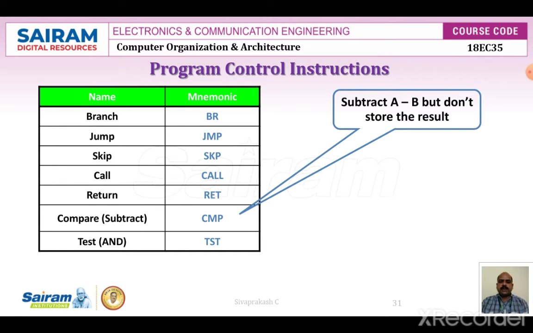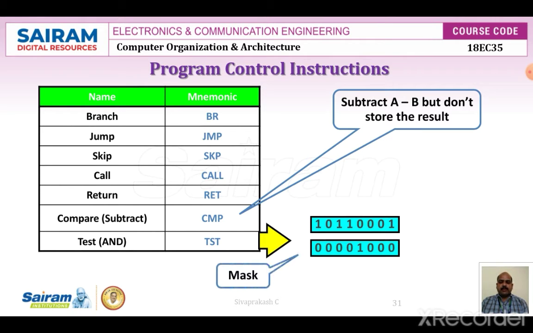Here the comparison performs an operation of finding the difference between A minus B, but it won't store the result. And the test is nothing but an AND operation, which takes two inputs. It is a type of masking, performing an AND operation on the data. This is a type of masking operation used in the test instruction.